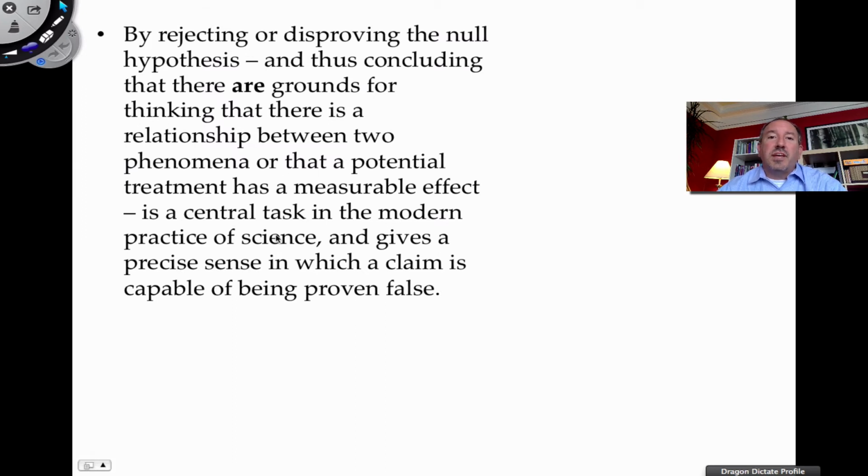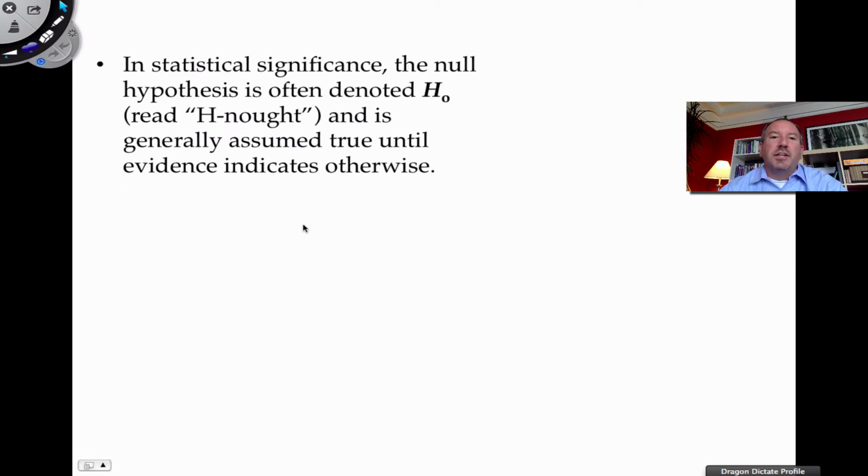So it's the central task of science, which tries to give a precise sense in which a claim is capable of being proven false. And so this is really critical, this conversation. So in this sort of statistical significance, the null hypothesis is usually written as a capital H with a little subscript O, and that's read as not. So it's H not. So that's how that's interpreted.